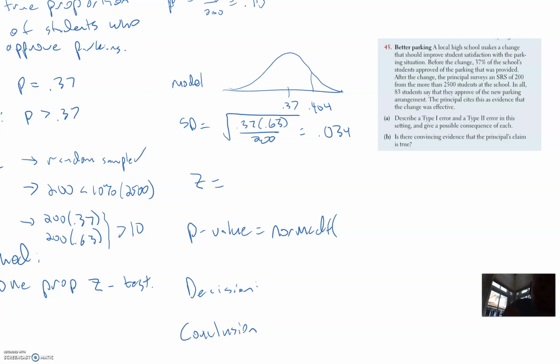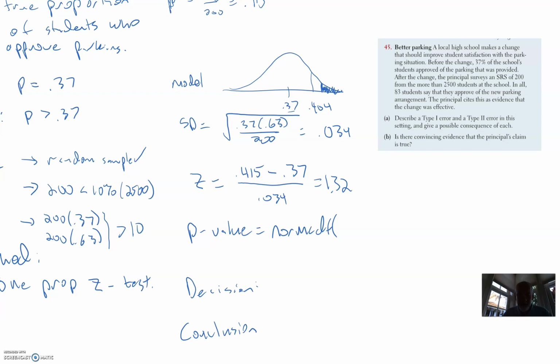The z-score is what I got for a proportion minus the null proportion, that's the center of the distribution, divided by the standard deviation. Haven't done that. 0.415 minus 0.37, got it, divided by 0.034. 1.32. That's how we performed on this test. We got a z-score of 1.32. It's pretty high, but it's not that high.